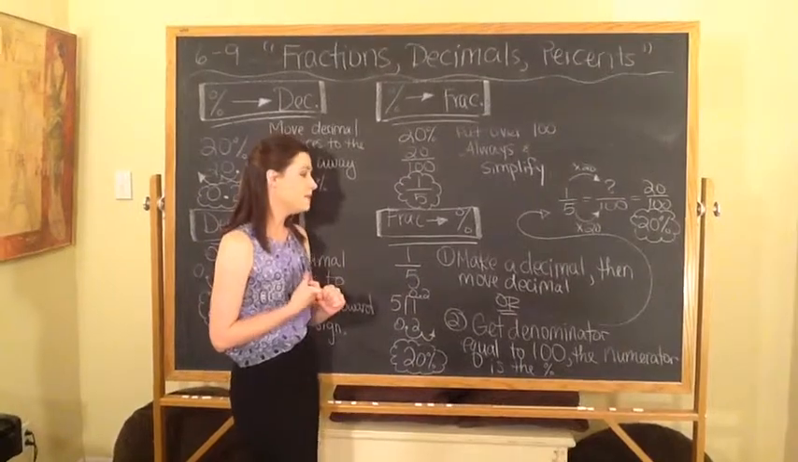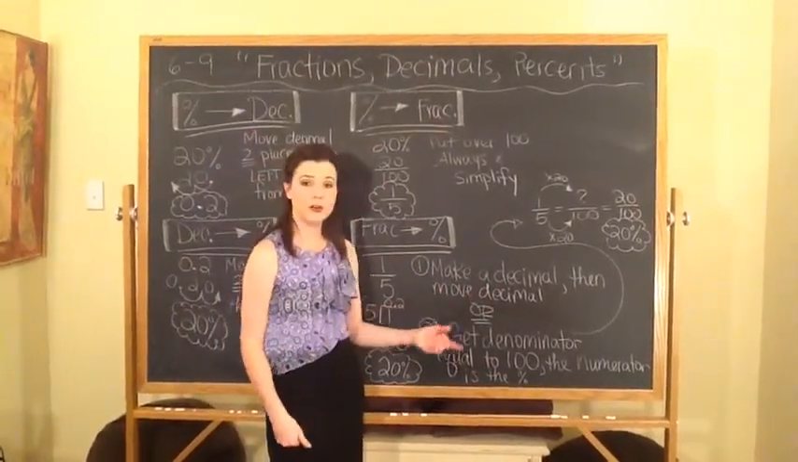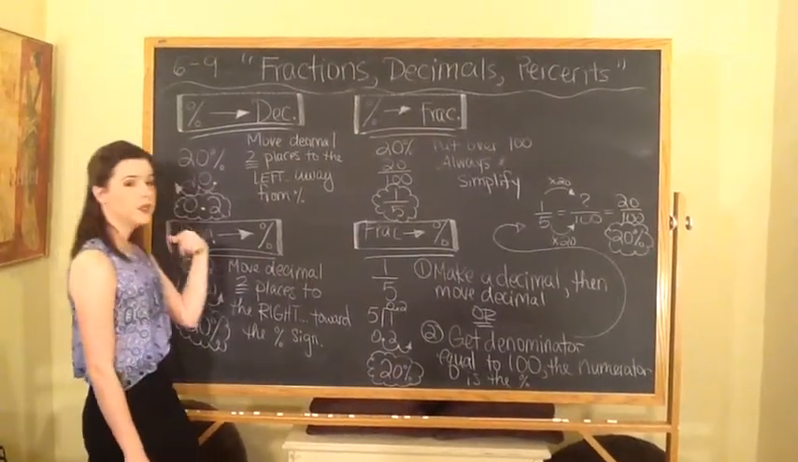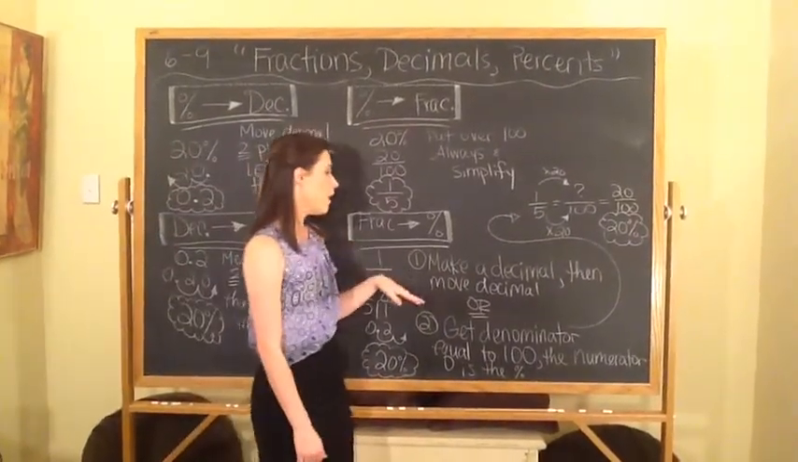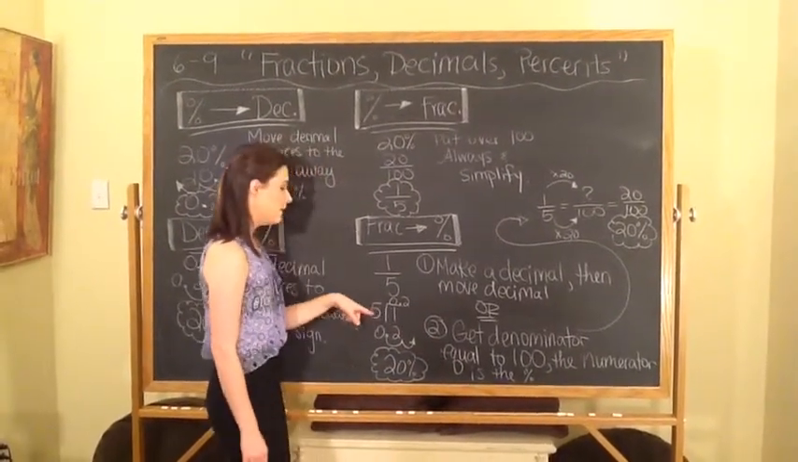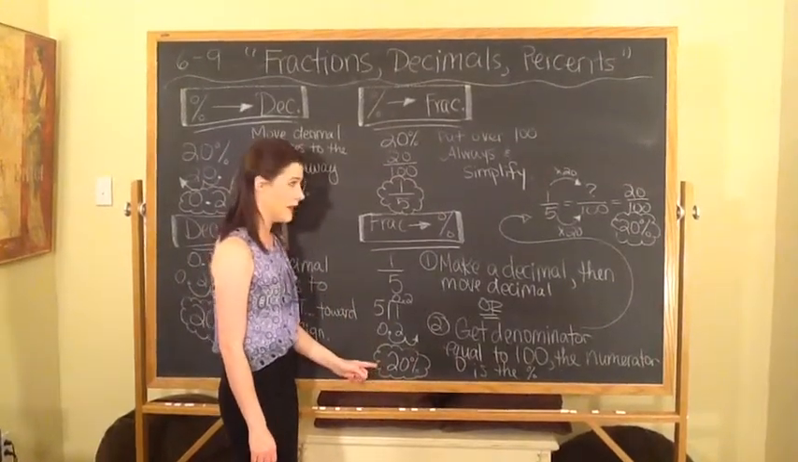The first way is by making it a decimal. So make your fraction a decimal, then move your decimal place value, just like we did over here, moving your decimal to make it a percent. If we are going to do it that way, you could do 1 divided by 5 and get 0.2, and then move your decimal 2 places to the right and get 20%.